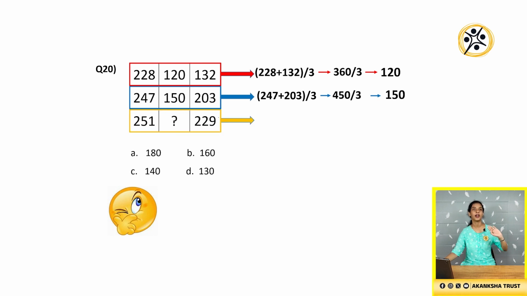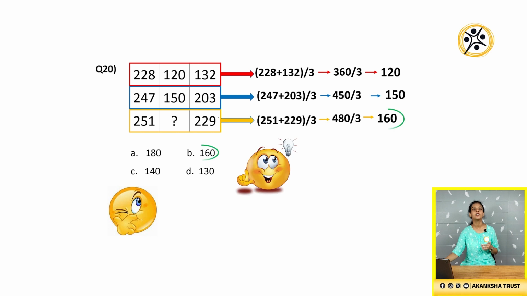That is, we'll find the sum of 251 and 229 and divide it by 3. So we get 480 as the sum, and when divided by 3 we get 160 as the quotient. So do we have 160 in the options? Yes, we have in the option B as 160. So definitely 160 is the right answer.